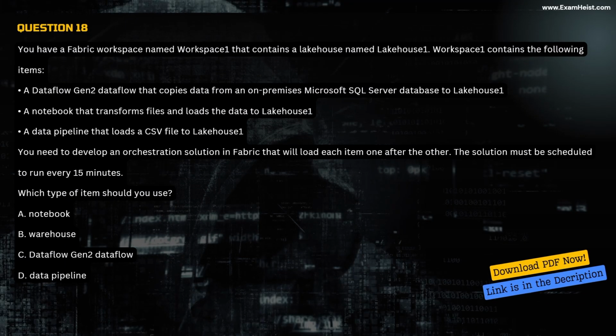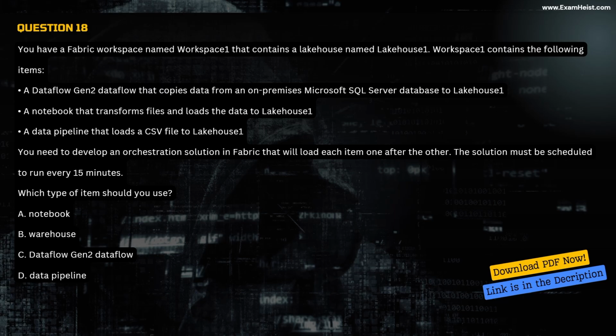Question 18. You have a Fabric workspace named Workspace 1 that contains a lakehouse named Lakehouse 1. Workspace 1 contains the following items: a Dataflow Gen 2 Dataflow that copies data from an on-premises Microsoft SQL Server database to Lakehouse 1. A notebook that transforms files and loads the data to Lakehouse 1. A data pipeline that loads a CSV file to Lakehouse 1. You need to develop an orchestration solution in Fabric that will load each item one after the other. The solution must be scheduled to run every 15 minutes. Which type of item should you use?